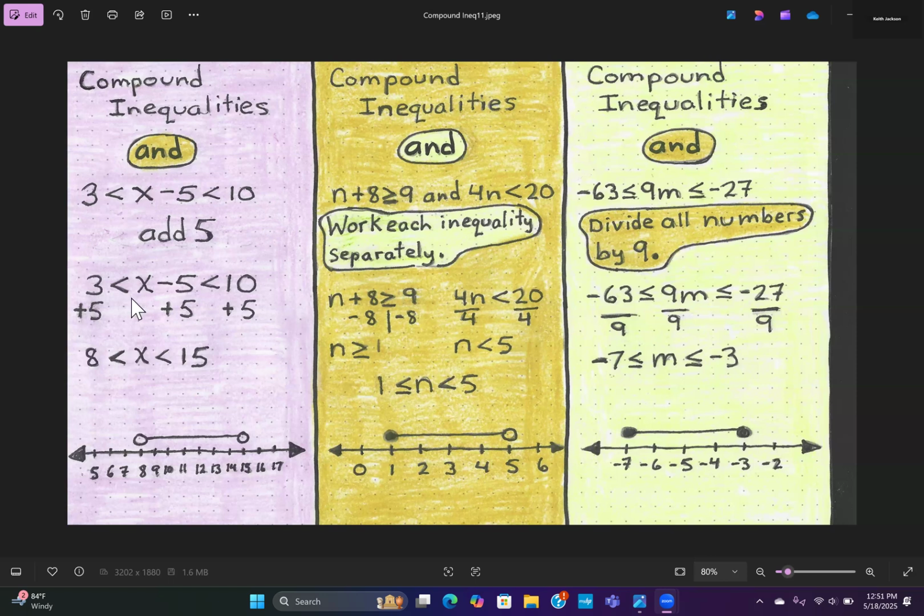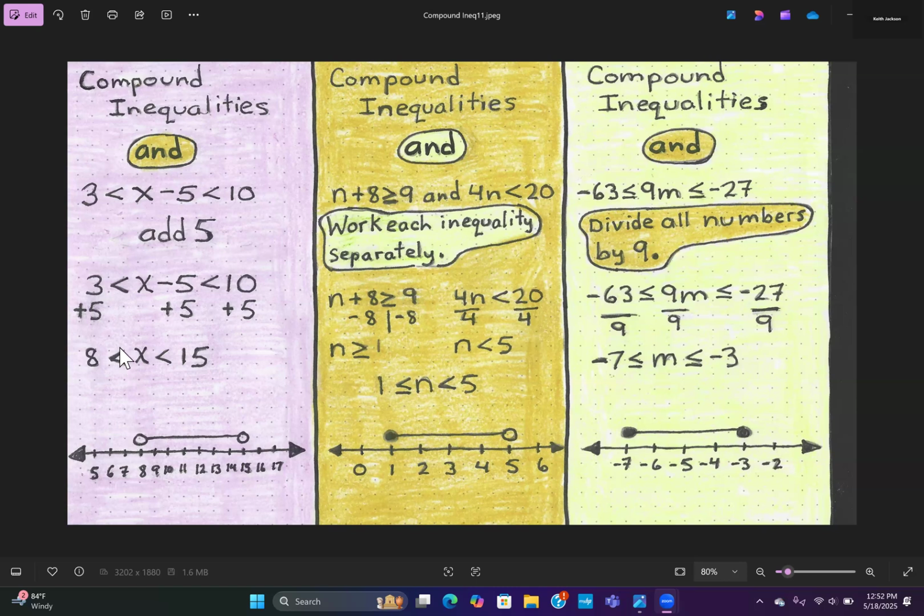When we do that, we could just take away this 5 because a negative 5 plus 5 would just give us 0. So we're not going to put that 0 there. We're just going to leave it as is. But we have a 3 plus 5, which will give us 8, and a 10 plus 5, which will give us 15, which lets us know that x is between 8 and 15.